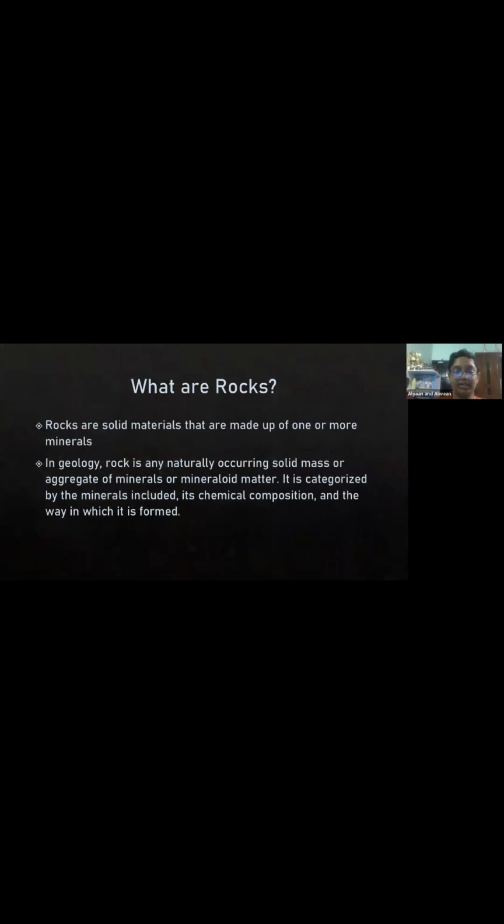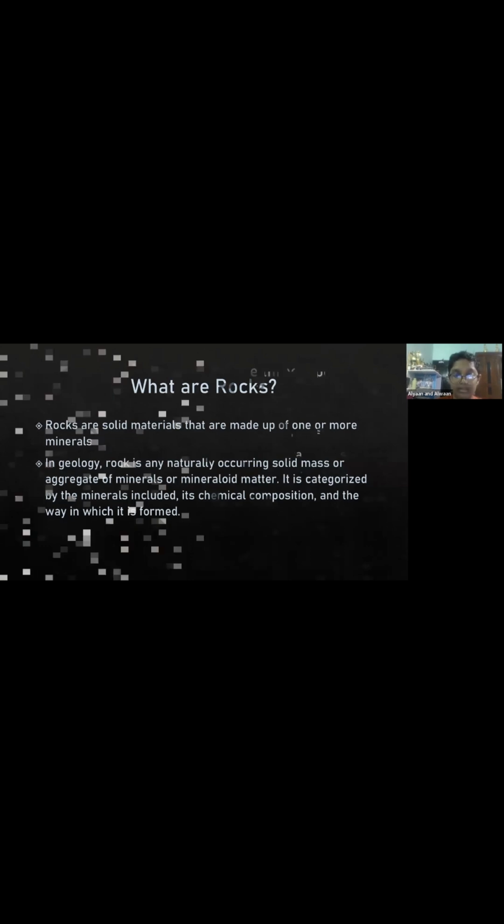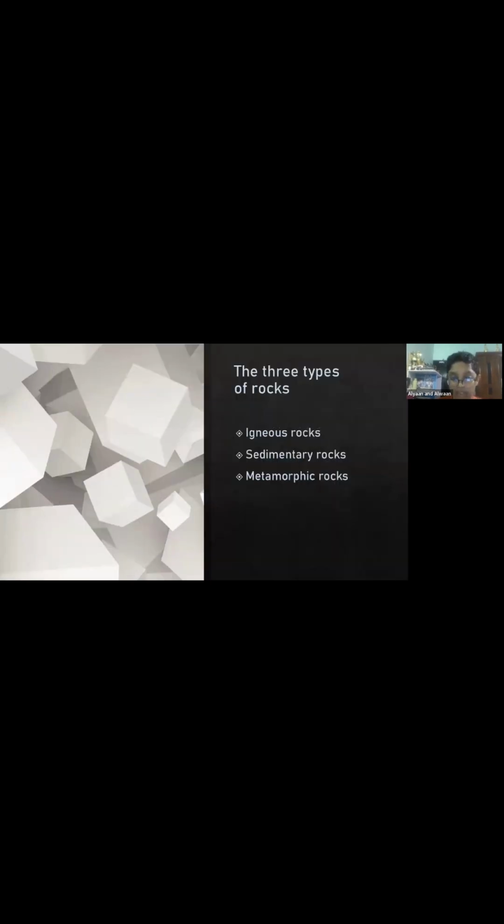What are rocks? Rocks are solid materials that are made up of one or more minerals. In geology, rock is any naturally occurring solid mass or aggregate of minerals or mineraloid matter. It is categorized by the mineral included, its chemical composition, and the way in which it is formed. The three types of rocks are igneous rocks, sedimentary rocks, and metamorphic rocks.